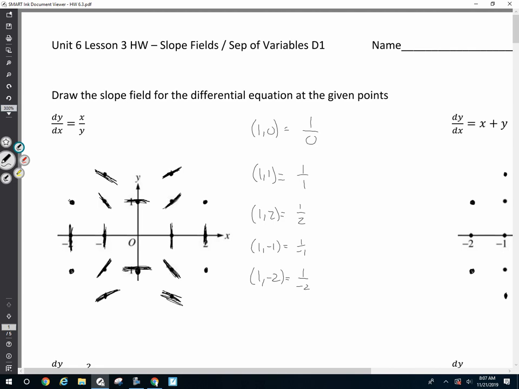(-2, 1) will be negative 2, so aim down here. (-2, -1) will be positive 2. And then these would be opposites. So (2, 1), slope of positive 2, aim down here. And then this would be a slope of negative 2. Let's do the next one.